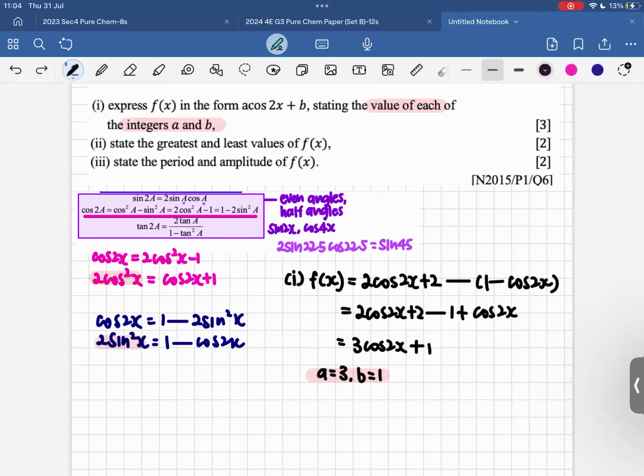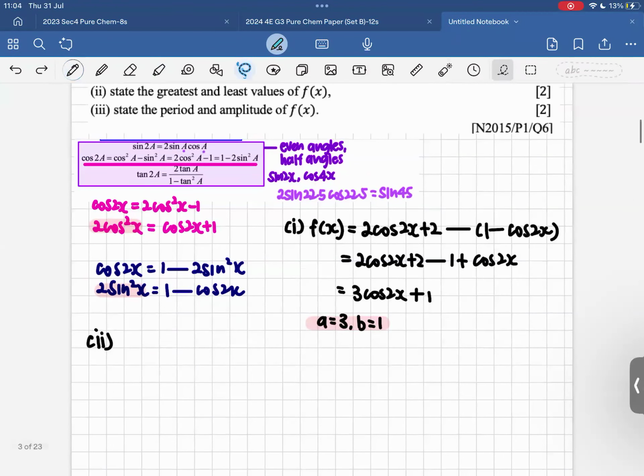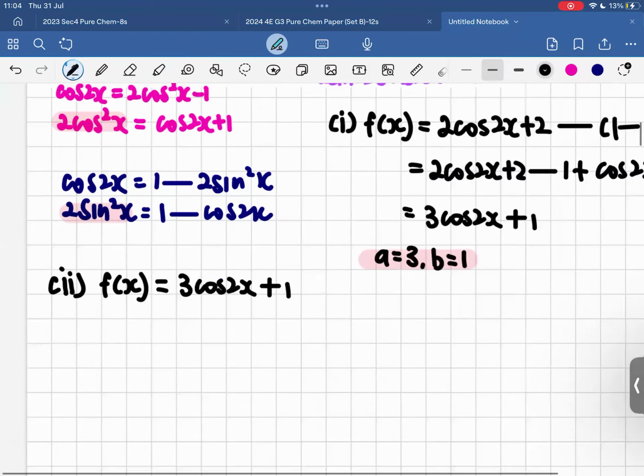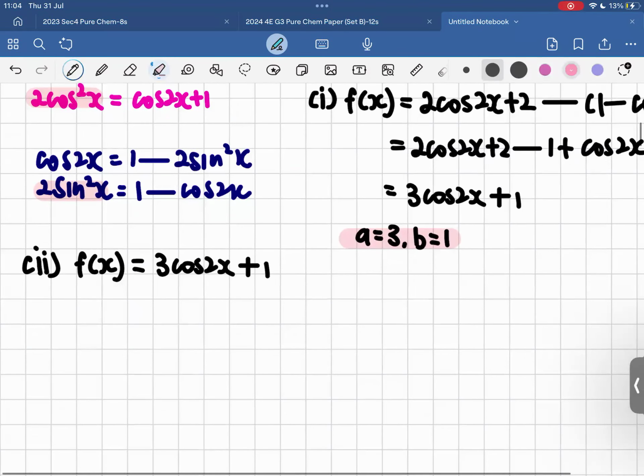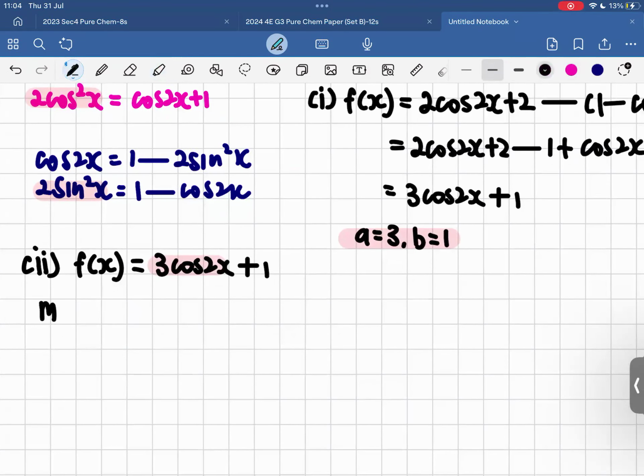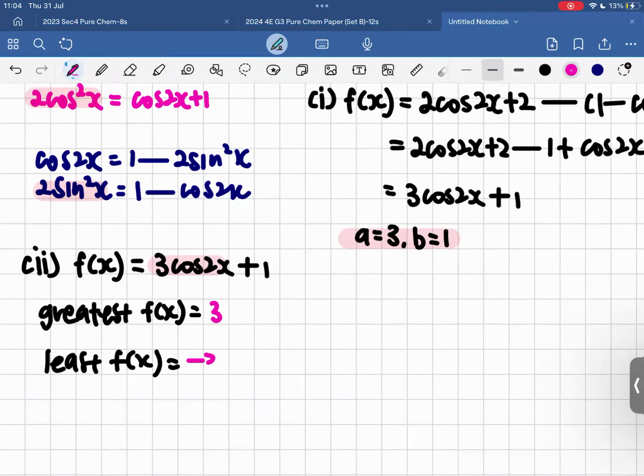Okay, so when we're looking at part 2, we want the greatest and the least values of f(x). This one is just by looking at the amplitude, so don't worry too much. What we have here is f(x) equals to this one here, right? So they just want the greatest and the least. So if you look at this guy, let me just write down nicely, write the statement: greatest f(x) and the least f(x). Just by looking at the one I highlighted, your greatest is 3, your least is negative 3.